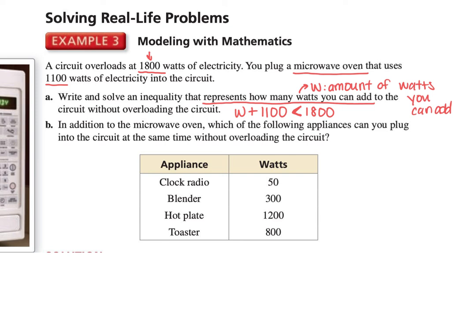A circuit overloads at 1,800 watts of electricity. Can we be at 1,800 watts? No. Do not put an equal sign, okay? It overloads at that watts of electricity. So don't go over it. So this is our inequality.